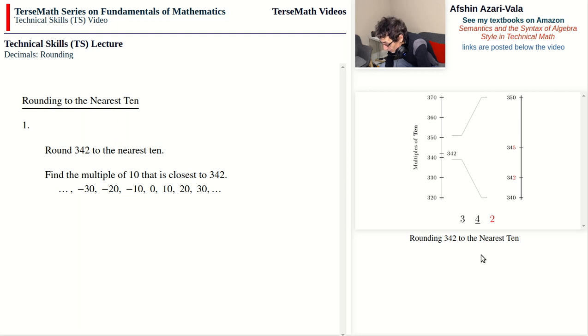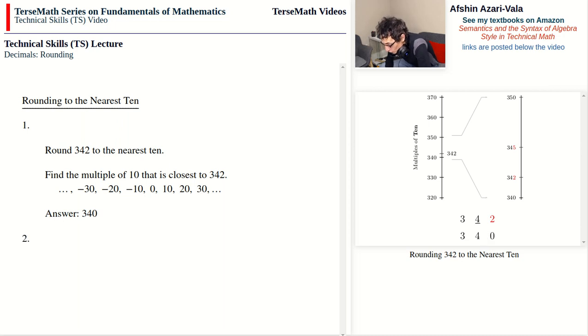So the algorithm is: find out the place to which you want to round, in this case tens, then take a look at the digit on the right side. If this digit is less than 5, the 4 stays the same, we get 340. And if this digit is more than 5, then we go to the next multiple of 10, which is 350. In all cases, the digit here becomes a 0. Alright, so in this case we end up with 340 as the answer.